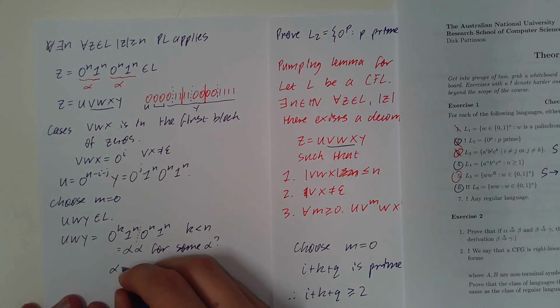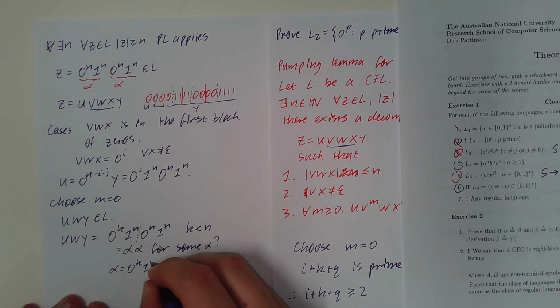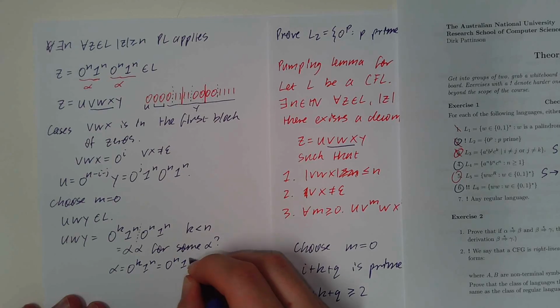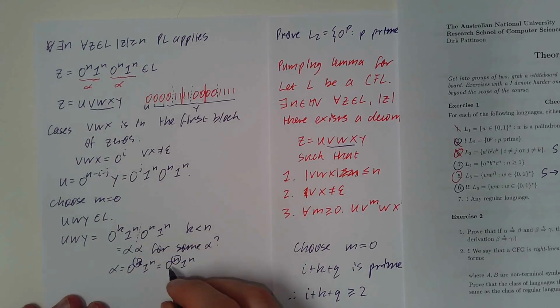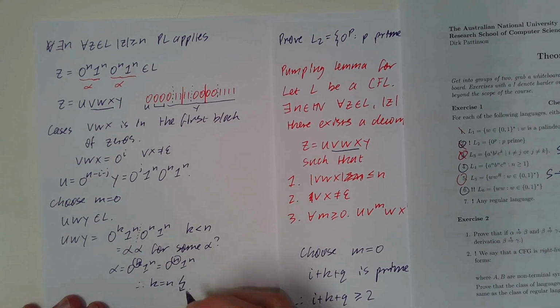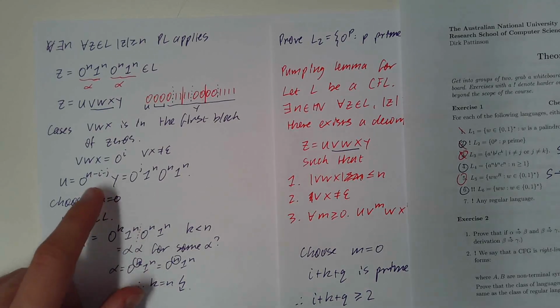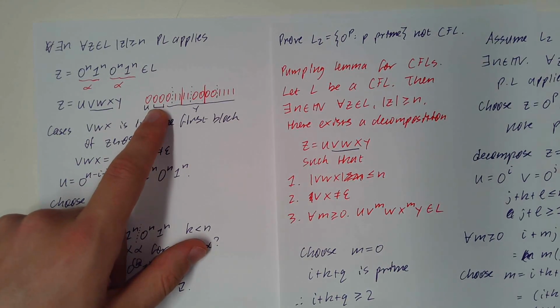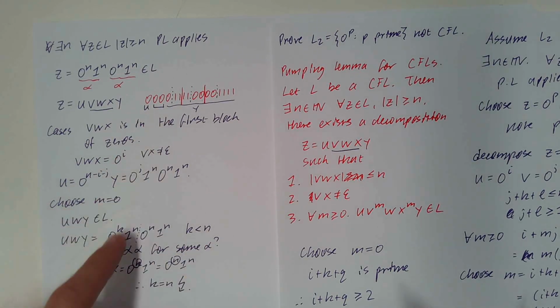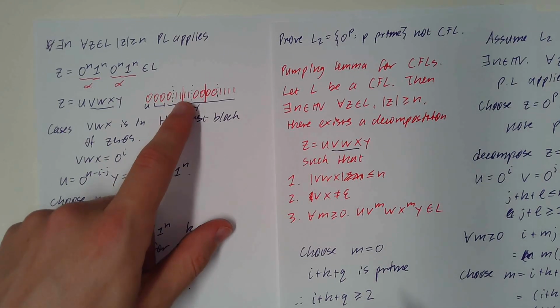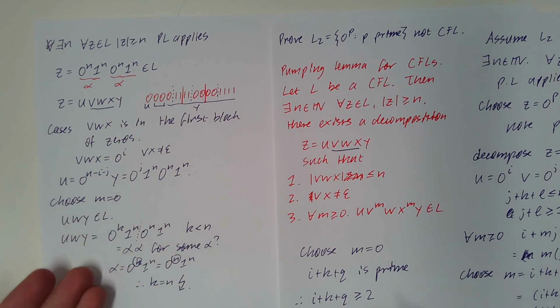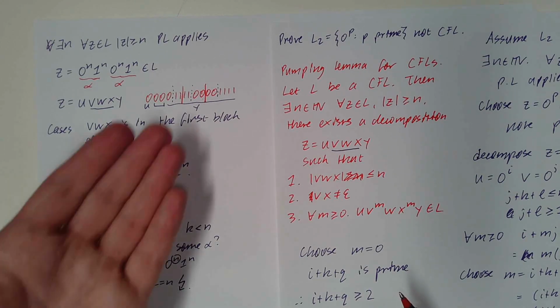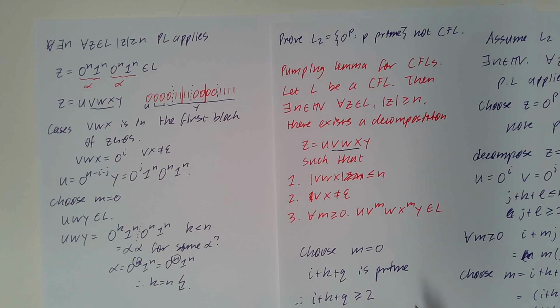So that means alpha equals 0 to the k, 1 to the n, which equals 0 to the n, 1 to the n, which means these two exponents have to match, so therefore k equals n, which is a contradiction, okay? So whatever decomposition we choose, it can't be somewhere inside a block of zeros at the start. And you could repeat this argument to show it can't be inside any of these blocks, because you cook up the same argument. You delete some bits, you show that the only way to break it up is in the middle, and you get a contradiction.